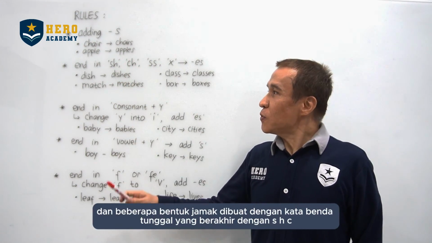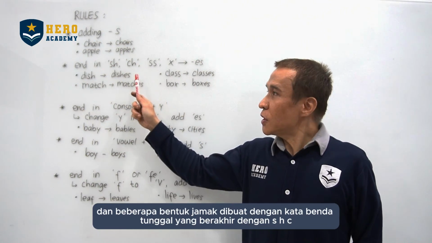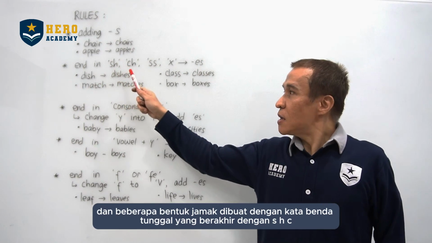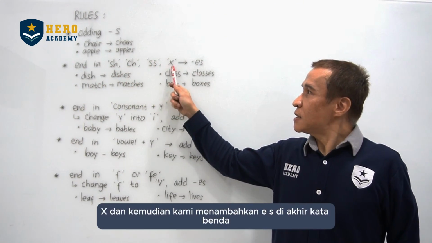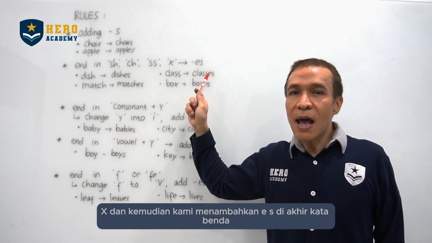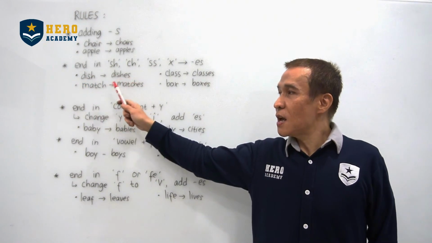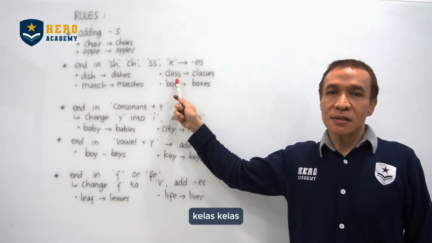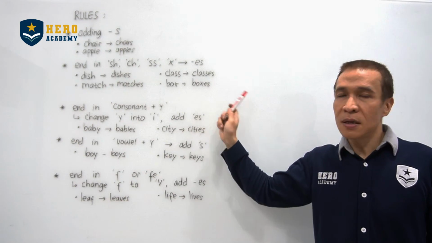And some plurals are made by singular nouns that end in sh, ch, ss, x, and then we add es at the end of the noun. For example, dish, dishes, match, matches, class, classes, box, boxes.